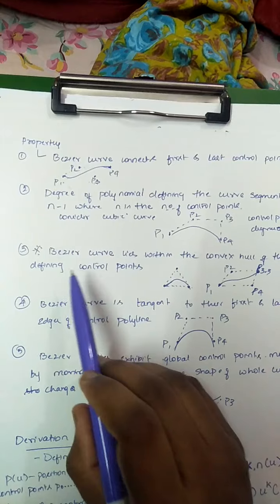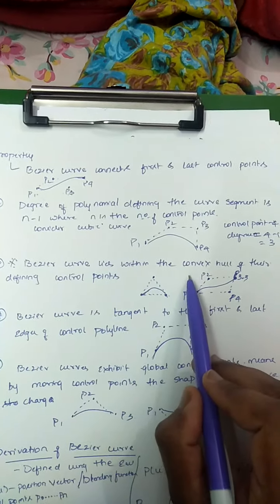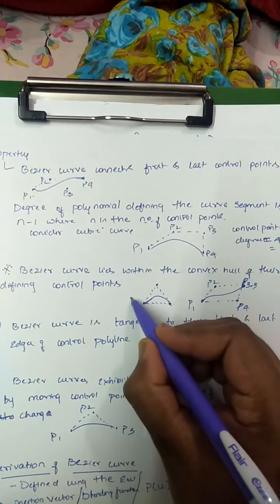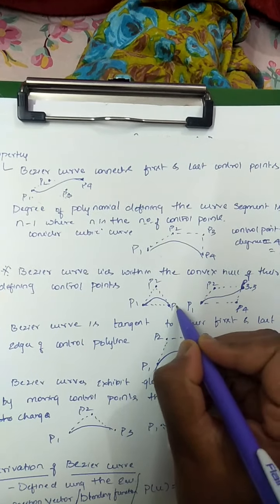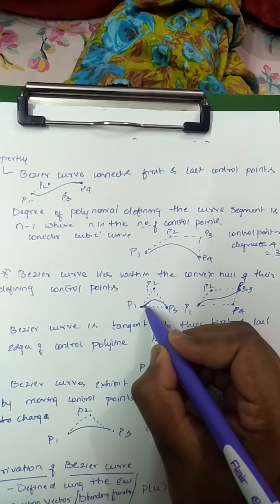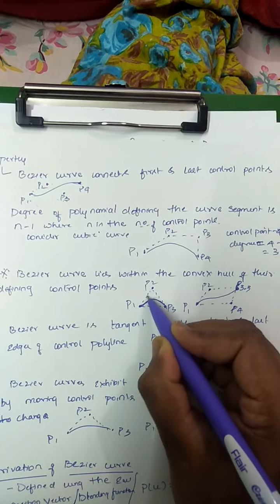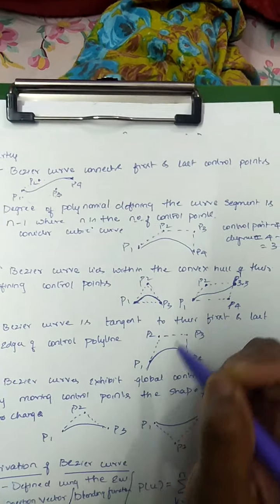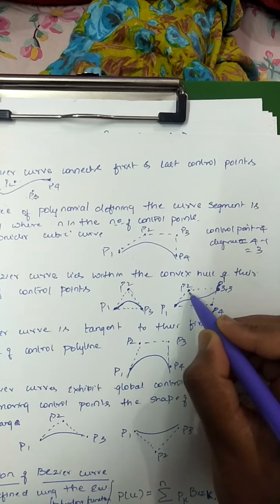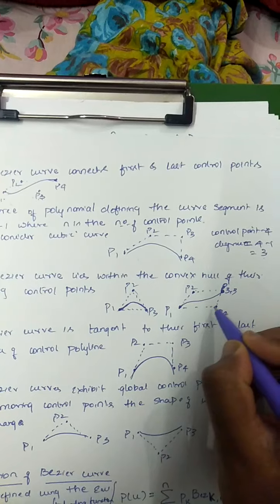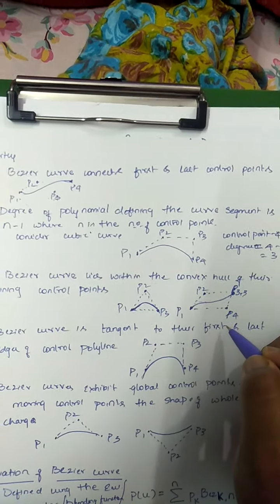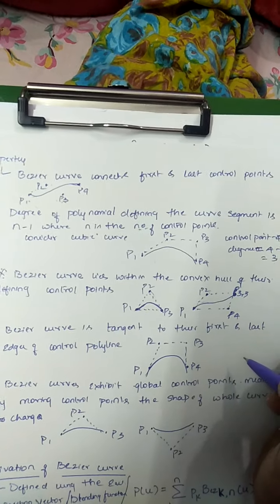One more important property of the Bezier curve is it lies within the convex hull of the defining control points. Assume I have 3 control points P1, P2 and P3. If I connect these, this Bezier curve lies within this convex hull. Fine. Consider this example P1, P2, P3 and P4. If I connect these points, I'll get this convex hull, wherein the curve lies. It will not fall outside this convex hull. So the Bezier curve lies within the convex hull.